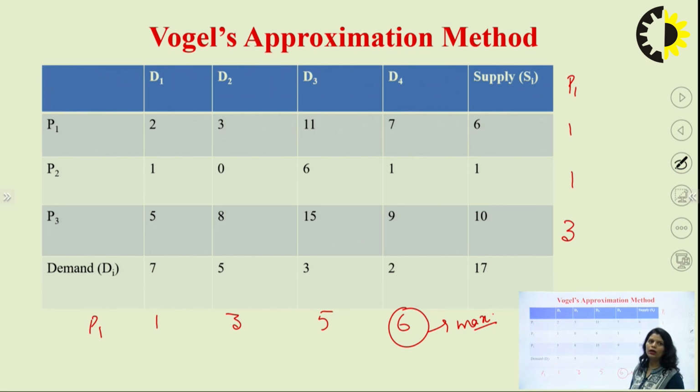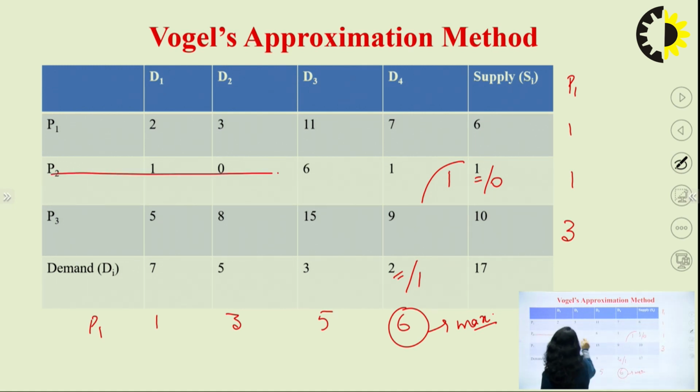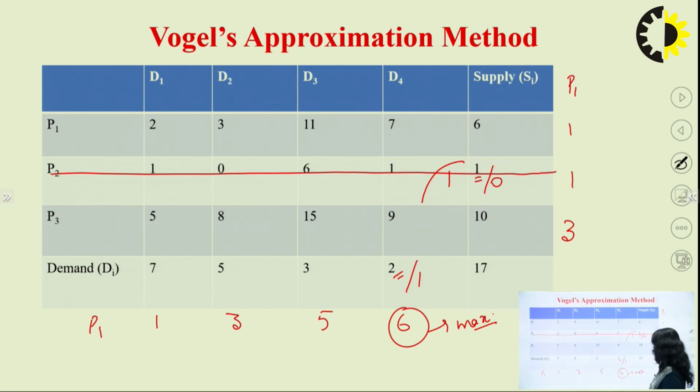Now, how will we allocate the cell? We will see which cell has the minimum cost. We can see this one has the minimum cost. So, the first allocation will be provided against this cell. We can see the supply is 1 and the demand is 2, which means we can satisfy the demand of 1 here. It will become 0 and it will become 1. Because the supply has become 0 against this plant, we will not consider this one.